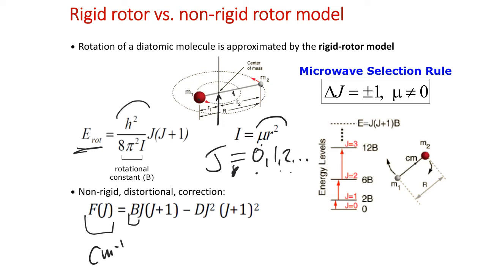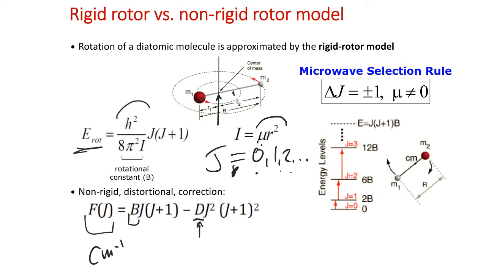J times J plus 1. And then we can even move on to the non-rigid rotor model, where we have a term like we had omega e x e, v plus a half, squared. Well, in terms of rotations, now our correction is D J squared, J plus 1 squared. So this is the distortion constant D to describe the non-rigidity of this bond. If this model is describing a real molecule, that bond is actually going to start stretching as the molecule is rotating. So we're going to see that there is a distortion that goes on with the bond that we can describe with the distortion constant.